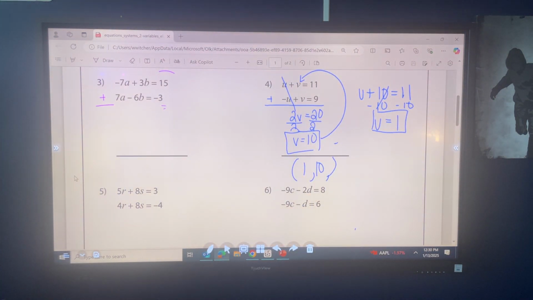Now we're going to have to do some remixing for the next two. We got to do a little bit of remixing. Remember, they got to be in standard form.